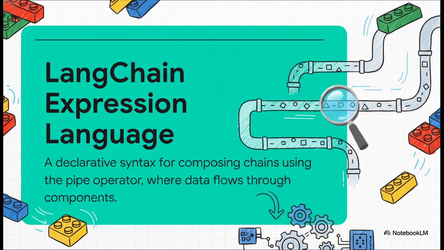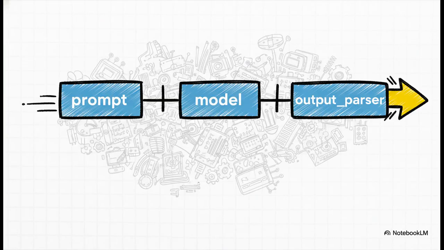Now, the magic glue that sticks all these Lego bricks together is something called the LangChain Expression Language, or LCEL for short. This is the special syntax that lets you declaratively pipe your components together. So instead of writing a bunch of ugly imperative code to manually shuffle data from one step to the next, you just define the flow. And look how clean this is. You literally just write prompt, model, output parser. The data just flows from left to right.